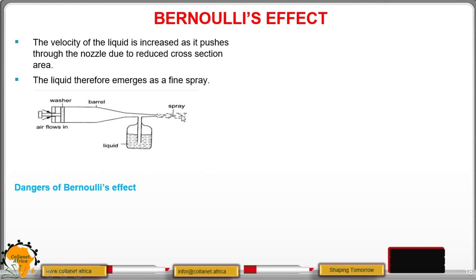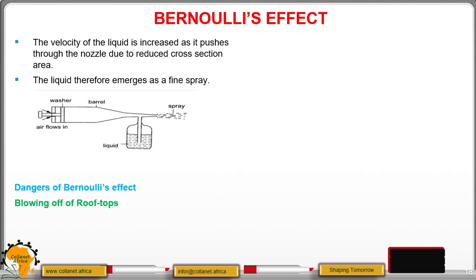it will come out as a spray. Then we have that Bernoulli's effect has some dangers, because as we have seen, when the velocity of the moving fluid increases, it means that the pressure is low, and even the converse is true. So this is associated with the following dangers.